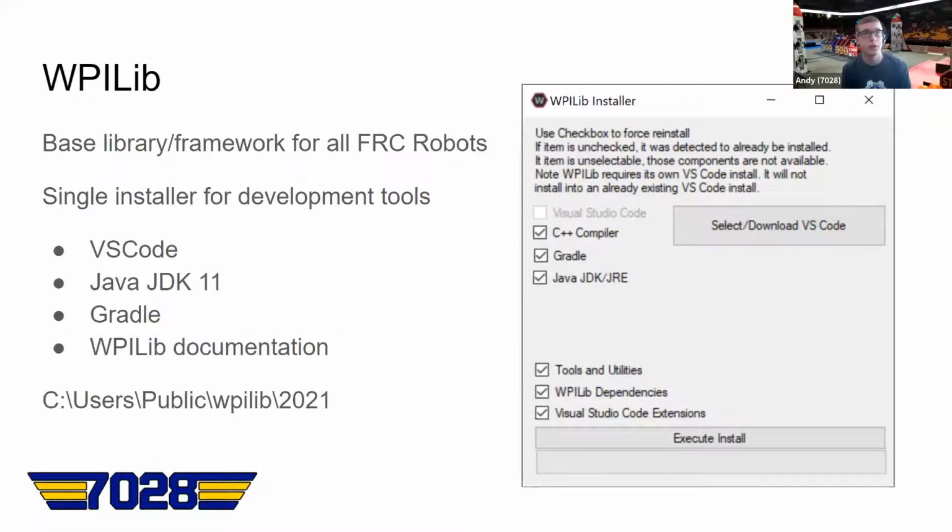So we need to click select download VS Code first, and it'll run just a little bit, and then that little gray box with the check mark will be clickable. So you'll click that, and then you click execute install, and that'll make sure that we download VS Code. And then that comes with your Java JDK, Gradle, and all of the WPILib stuff, so you won't need to install anything aside from that.